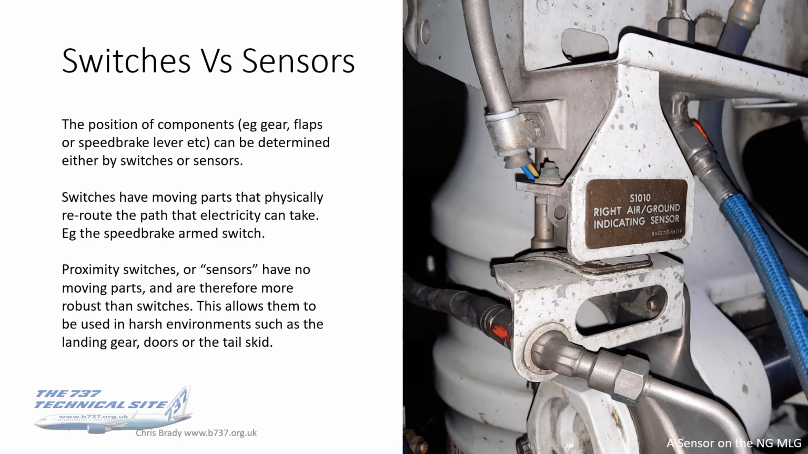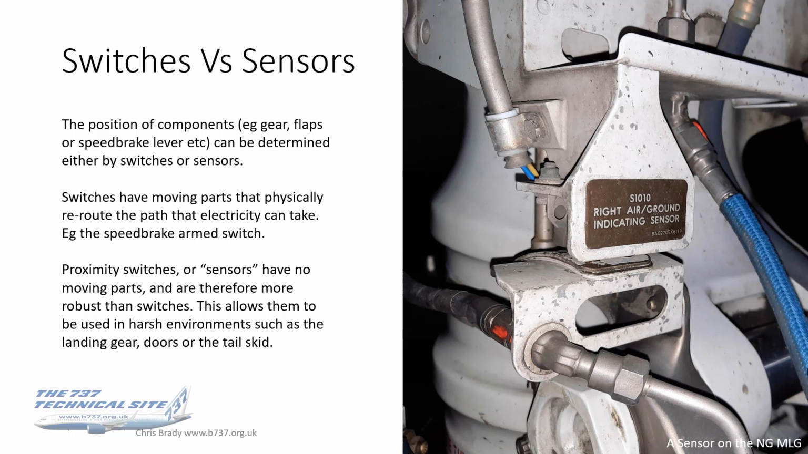So the position of components, for instance gear, flaps, speedbrake lever, or what have you, can be determined either by switches or by sensors. Now, a switch is something that's got moving parts, and those moving parts physically reroute the path that the electricity can take. An example of that is the speedbrake arm switch.